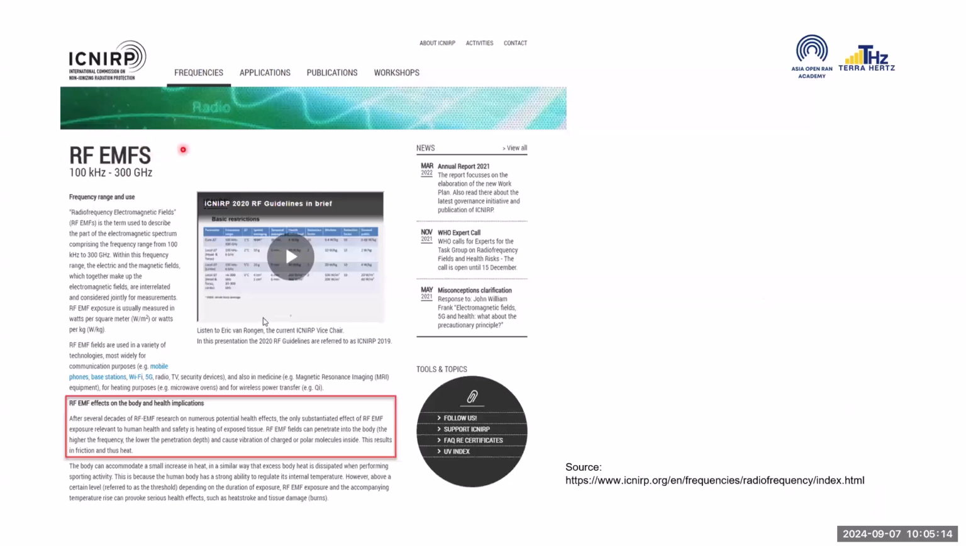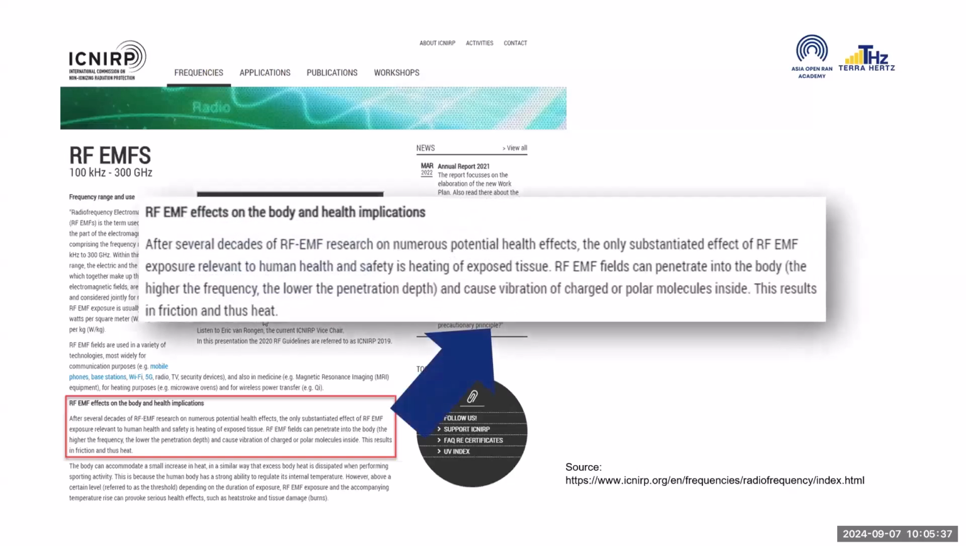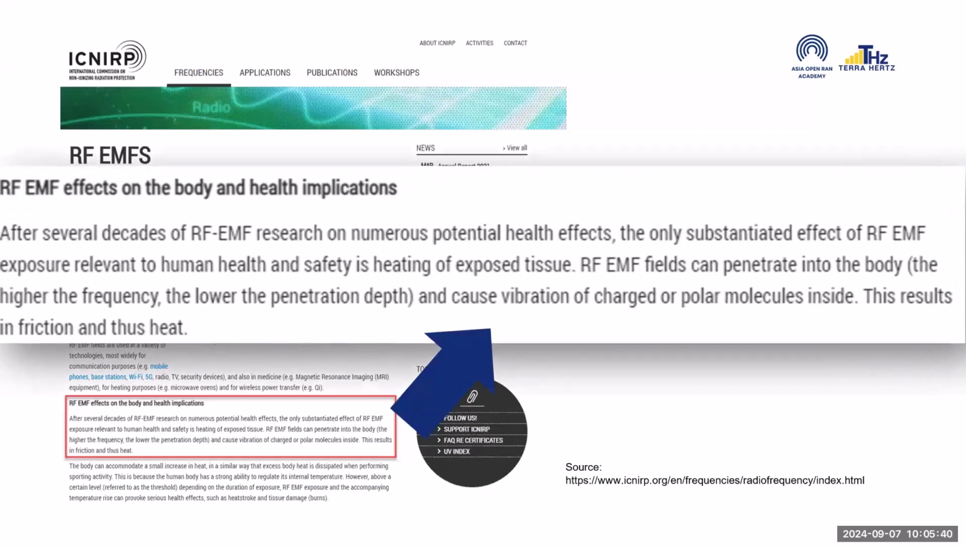You will see that in the ICNIRP, they are looking at the frequencies from 100 kilohertz to 300 gigahertz. Remember, our frequency is within 450 up to now 3.5 gigahertz, but this one is bigger, from 100 kilohertz to 300 gigahertz. What do they say there? Same as what the DOH said, after several decades of RF-EMF research on numerous potential health effects, the only substantiated effect of RF-EMF exposure relevant to human health and safety is heating of exposed tissues. A little warm.